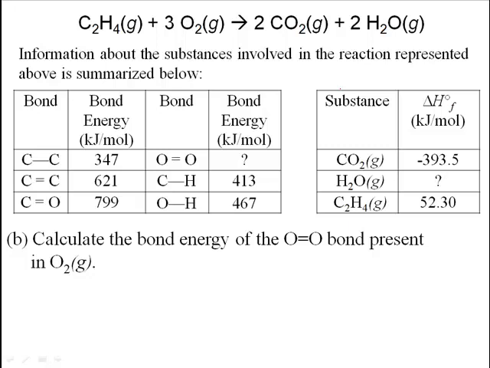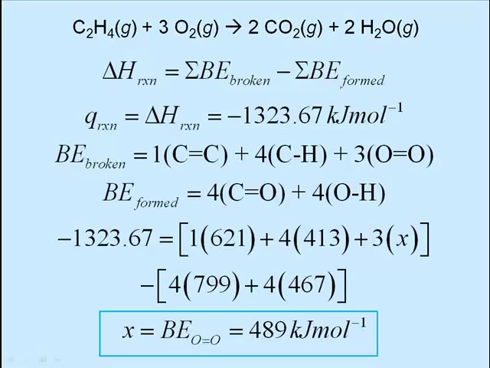All right, let's check our answer here. So delta H of the reaction from the previous problem was negative 1323.67 kilojoules per mole. If you did it in joules per mole, just make sure you convert.